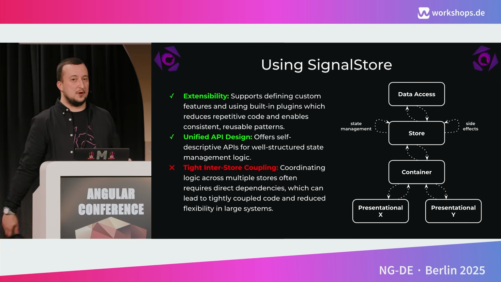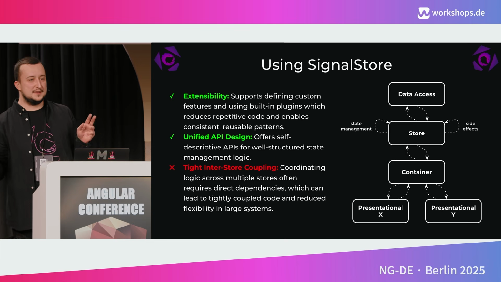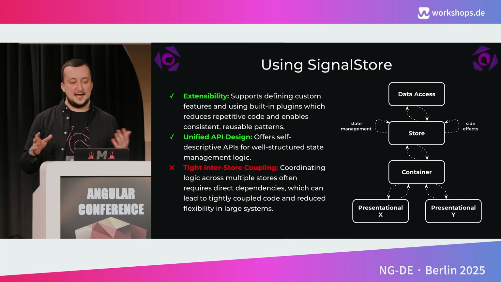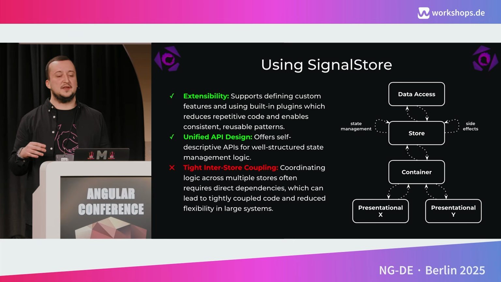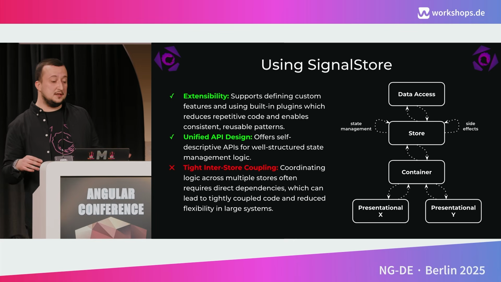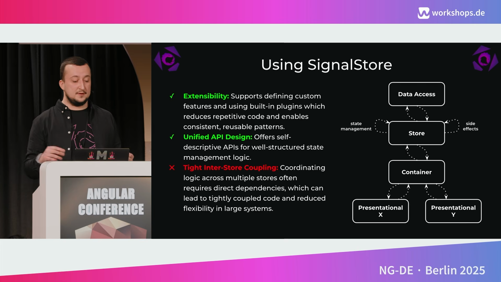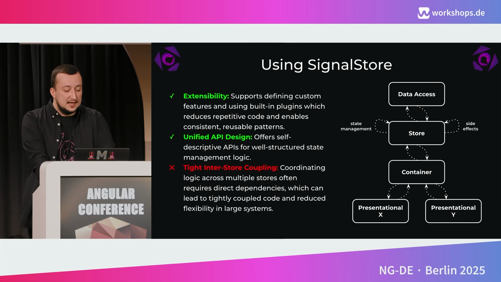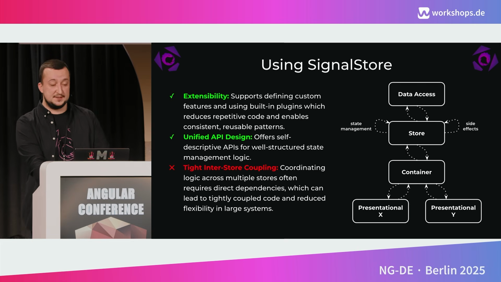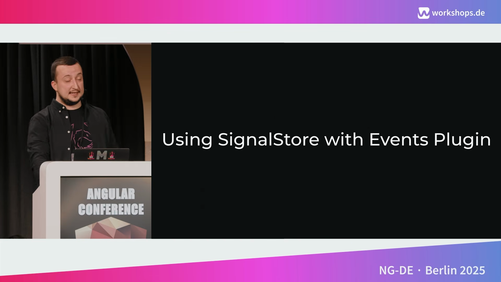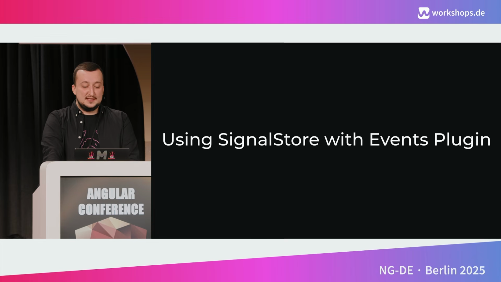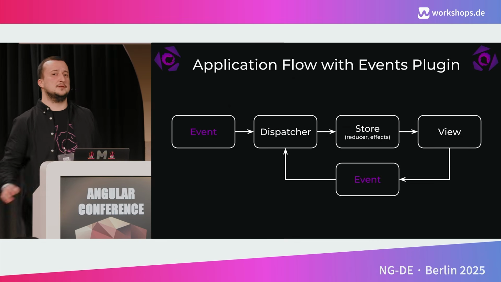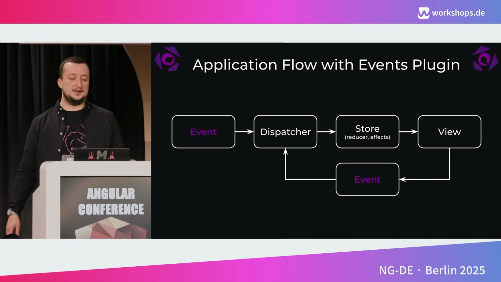But the potential problem with, let's call it, the vanilla SignalStore approach is that it does not offer mechanisms for inter-store communication out of the box. So coordinating logic across multiple stores requires direct dependencies, which can lead to tightly coupled code and reduced flexibility in large systems. So for that, we can actually use a recently introduced Events plugin. The Events plugin is inspired by the original Flux architecture.